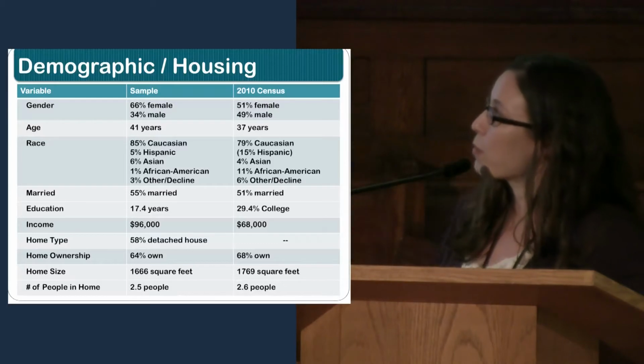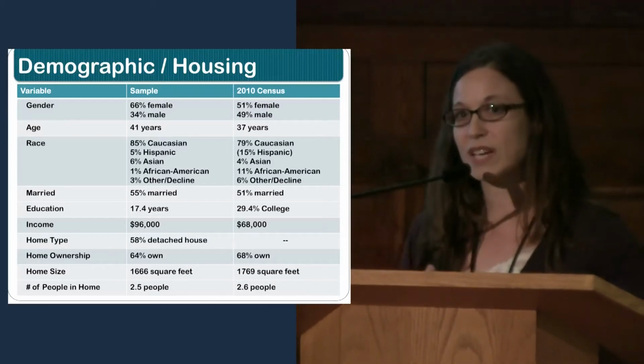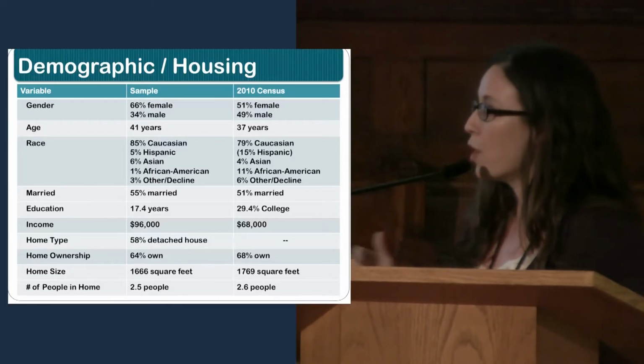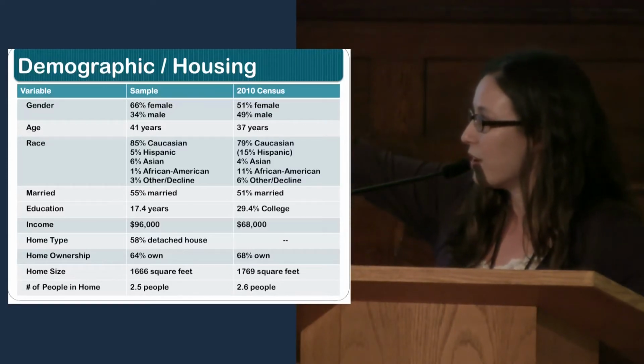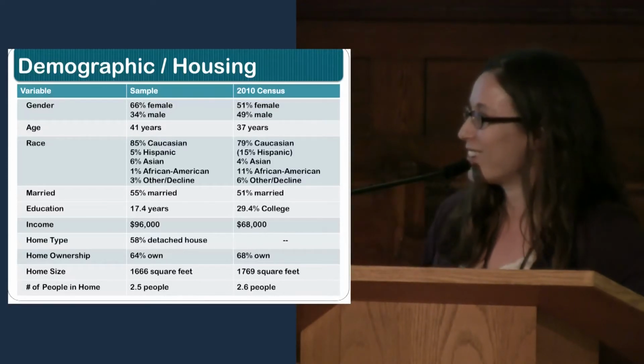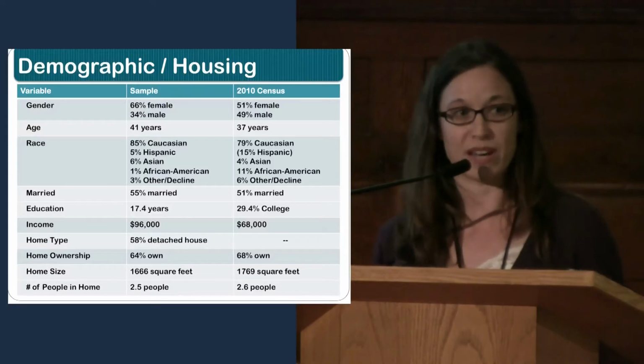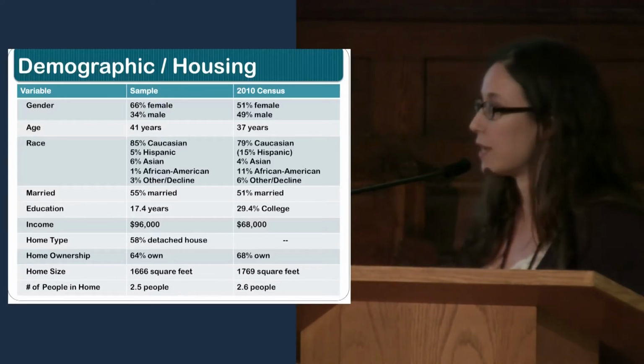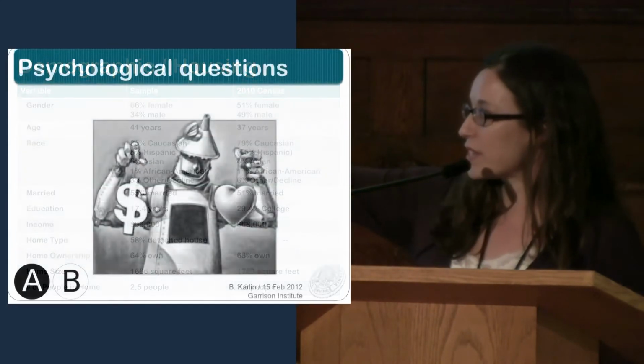This is our sample as compared to the 2010 census. This was a convenient sample, so much like this room, we were a little overrepresented in years of education and income. Otherwise, we're fairly representative as compared to 2010 census data. And then, here's my dichotomy marker.